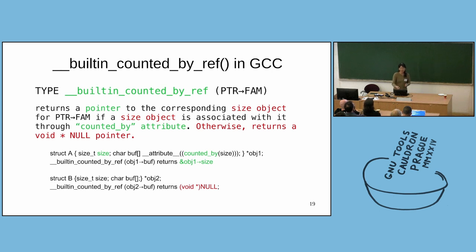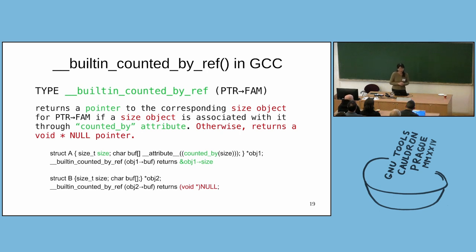So the built-in is very simple. Just given a flexible array, please return the corresponding counter field for me. If this built-in is available, then they can just change the allocator macro in one place. So I think the motivation is very clear here, and it's very reasonable to support this request.